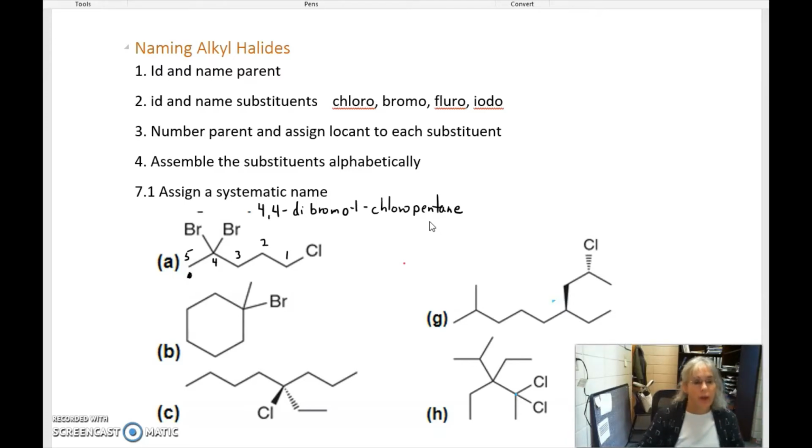Here, we could start our chain anywhere. We're going to name this carbon here 1, and it's a 6 carbon ring, so it's a cyclohexane. And we're going to call this 1-bromo-1-methylcyclohexane.